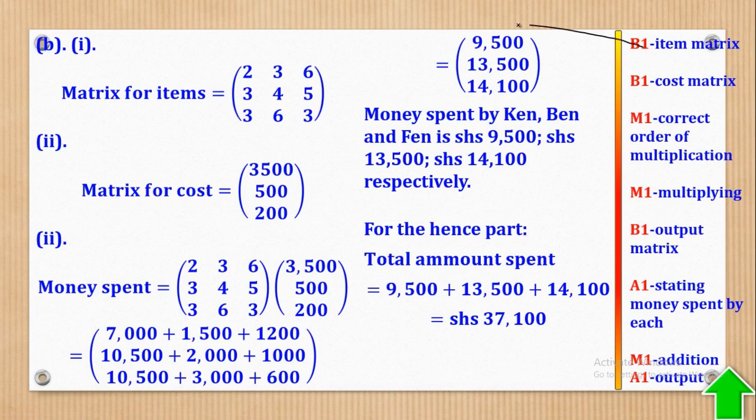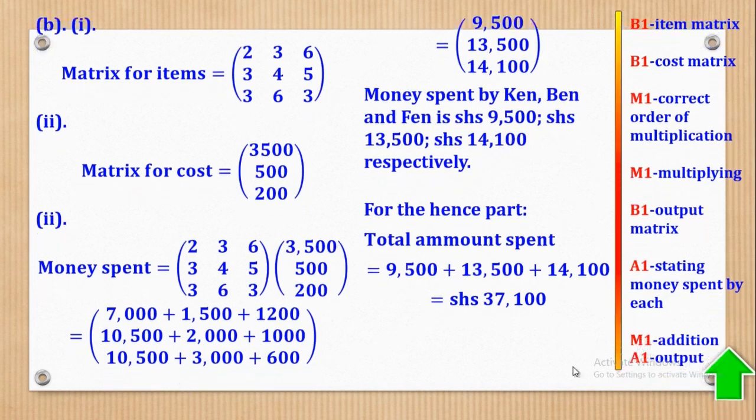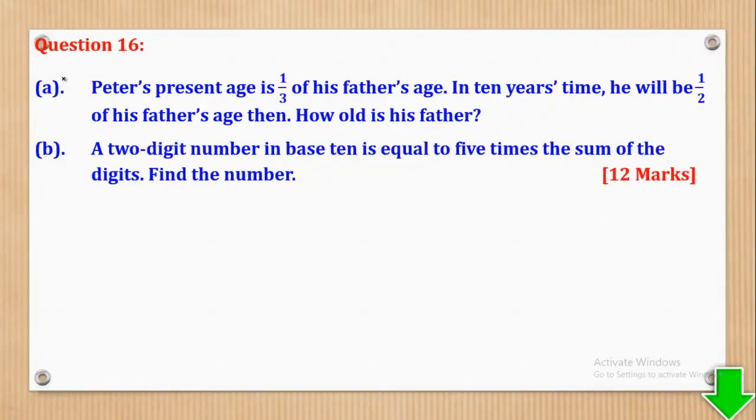So B1 for the item matrix, B1 for the cost matrix, B1 for the correct order of multiplication, M1 for multiplying, B1 for the output, A1 for stating, M1 for substitution or addition, A1 for the output. So now shall go to question 16.